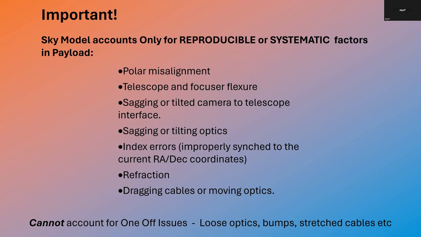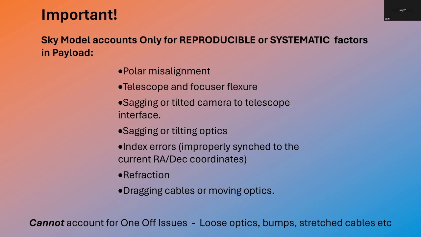Now, this is a fairly important concept here, or understanding. A sky model accounts only for the reproducible or systematic factors in your payload. You've got to remember that your payload, your scope, your mount, all the equipment, the cables, everything on a microscopic scale moves. It's fluid. There are gravity vectors that take place. As the scope moves around, those vectors change. And those things are all bending and twisting the payload, your camera, and so forth. And those factors have to be accounted for if you're going to create an accurate sky model.